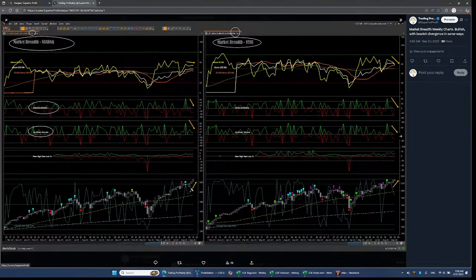NASDAQ composite on the left is steadily going up for 3 weeks in a row. However, percentage of stocks above 50-day moving average is showing bearish divergence, very much so for advanced decline and also somewhat in up down volume. Relatively though, NASDAQ is doing better even in terms of breadth.